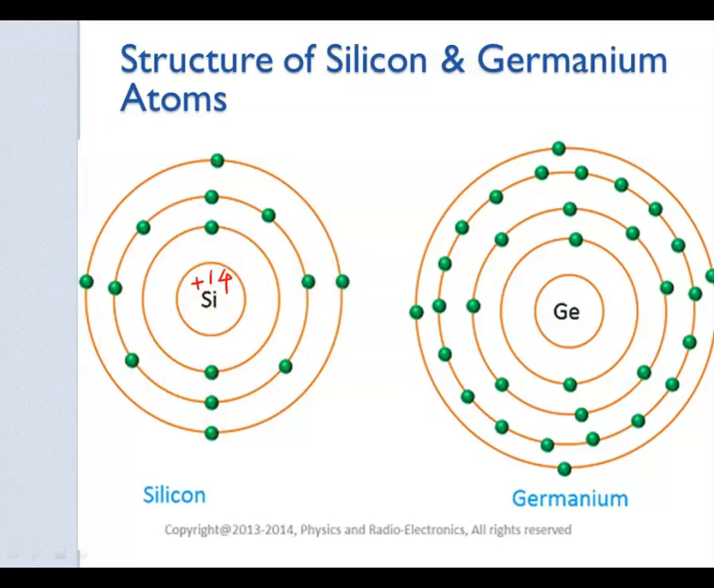Now let us see the germanium structure. The germanium atom consists of 32 protons and 32 neutrons in the nucleus. This is the nucleus. The 32 electrons are distributed in such a way that the first shell contains 2 electrons, the second shell consists of 8 electrons, the third shell consists of 18 electrons, and the fourth shell, which is the valence shell, the outermost shell, again has 4 electrons.